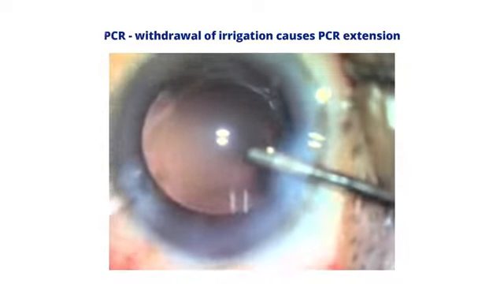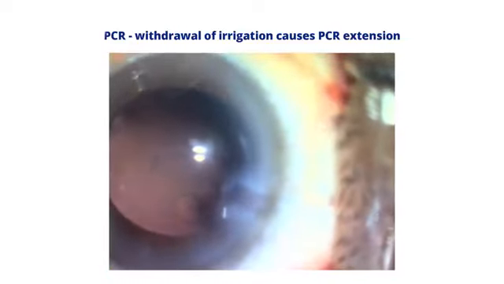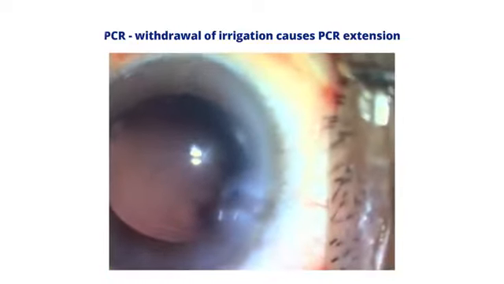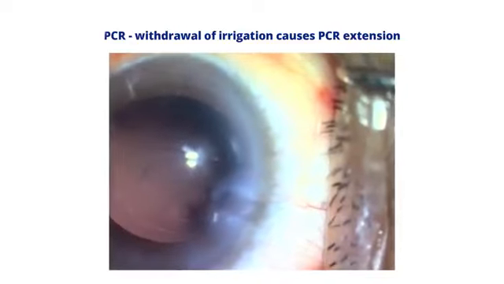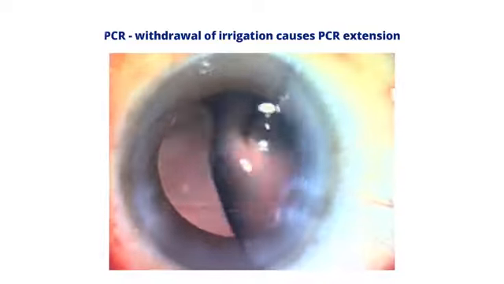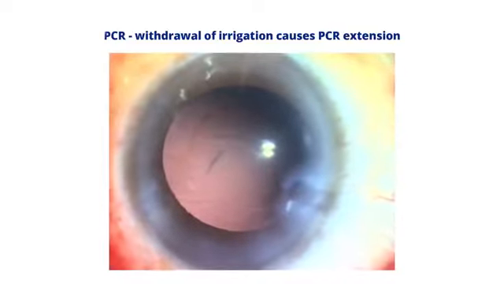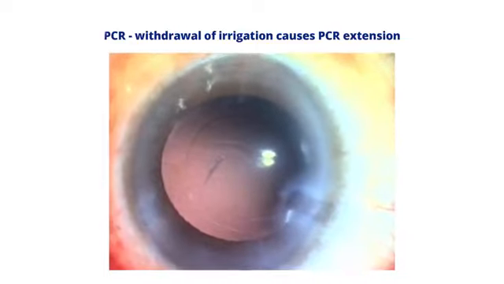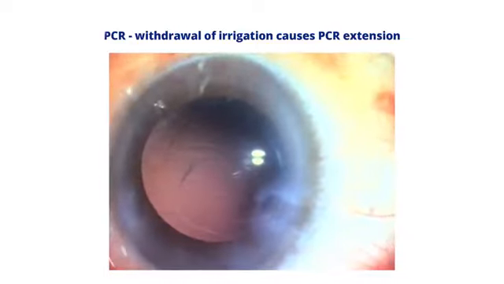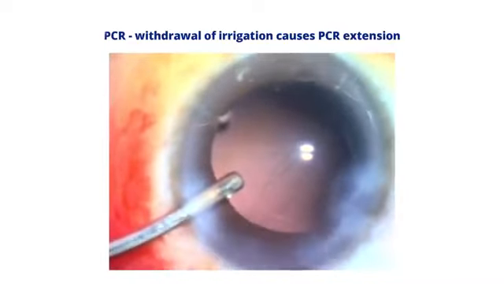But the moment, without injecting the viscoelastic, I remove the irrigation, immediately the anterior vitreous face moves forward, and you can see there is a significant extension of the rent. Fortunately, still there is no escape of the vitreous into the anterior chamber. This could have been completely avoided if there was no sudden withdrawal of the irrigation cannula without filling the anterior chamber with the dispersive viscoelastic preferably. This is again a fairly old video.